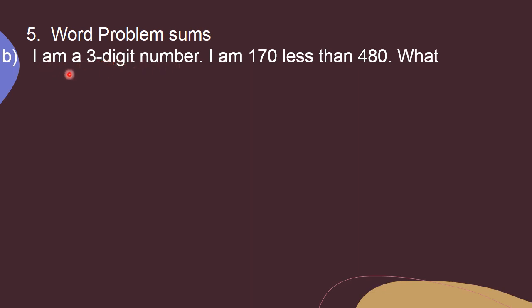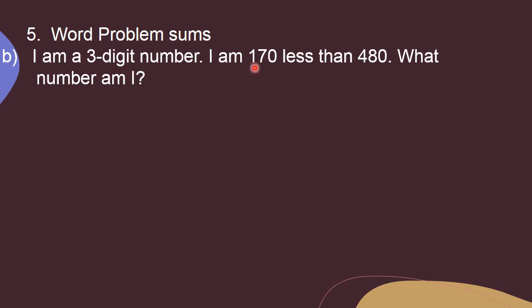नंबर कह रहा है कि मैं एक 3 डिजिट का नंबर हूँ. I am 170 less than 480. मैं 170 कम हूँ 480 से. वो अपने बारे में इंफॉर्मेशन दे रहा है. ओके, सो व्हाट नंबर एम आई, तो बताइए मैं कौन सा नंबर हूँ.